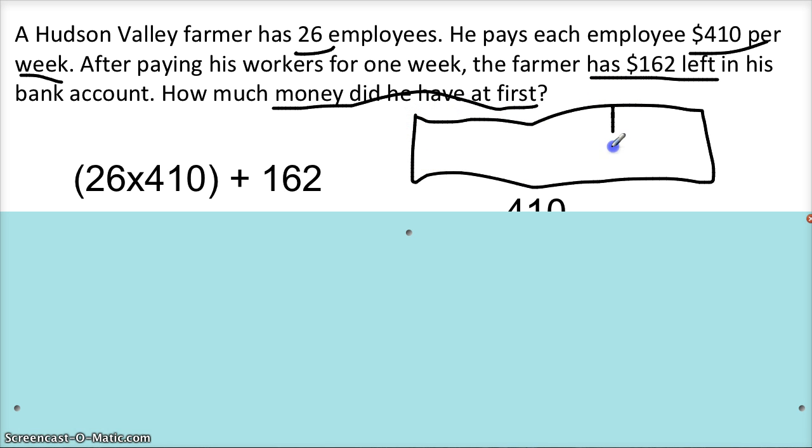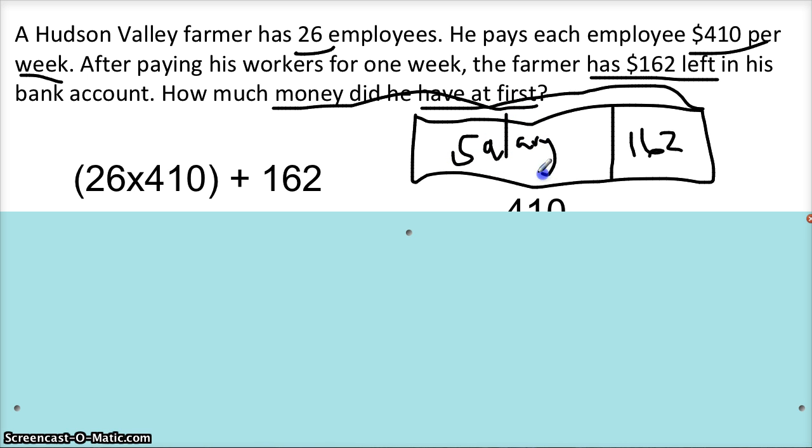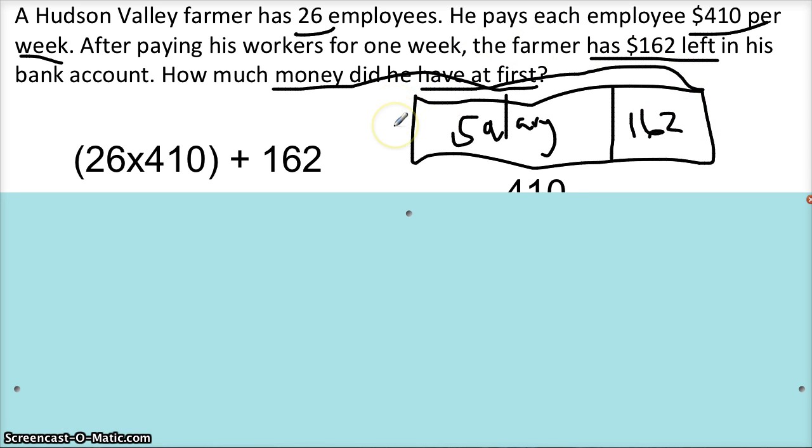he pays his company this much money. This is how much he has at first. At the end, he has $162 left, and then this is what he's paid them, whatever their salary is. So in that tape diagram, I see that I need to add this last piece on because it's still a part of how much money he had at first. I've separated it out, the salary and then how much he has left, so I need to add it all up together to see how much he had at first.